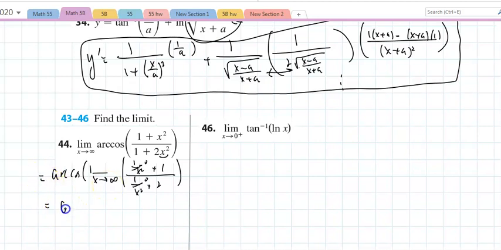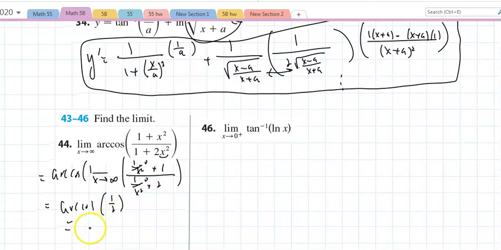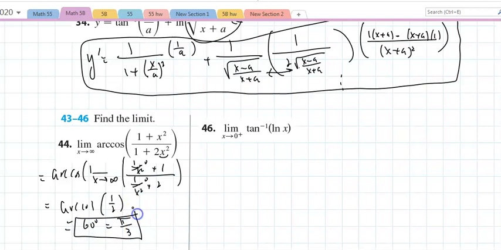So this is the arc cosine of 1 over 2. And if I wanted to know what the arc cosine of 1 over 2 is, that is actually 60 degrees, or pi over 3. Right? If ever in doubt, 1, 2, radical 3 will do the trick.